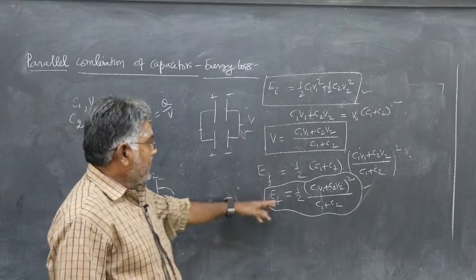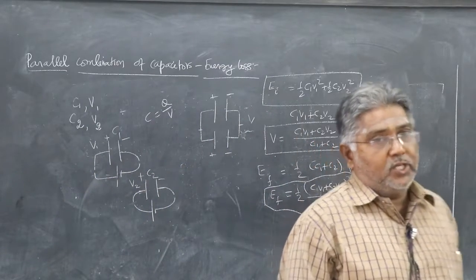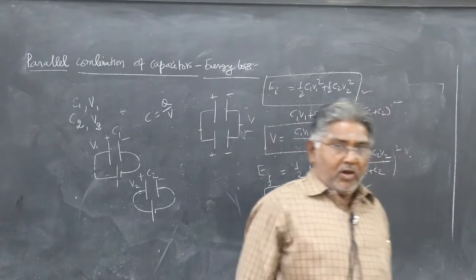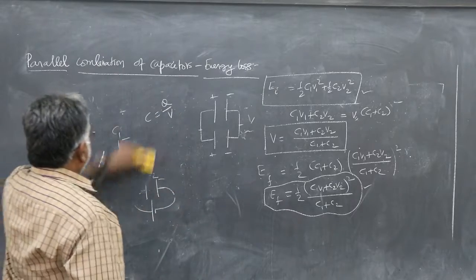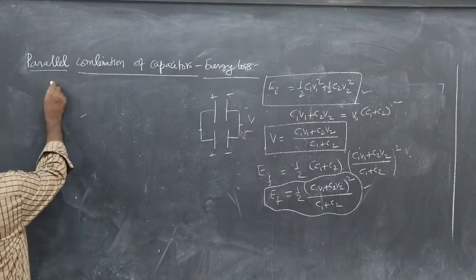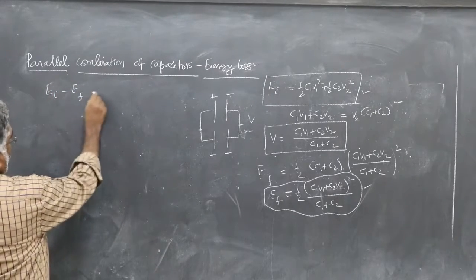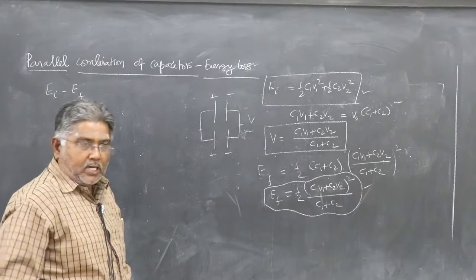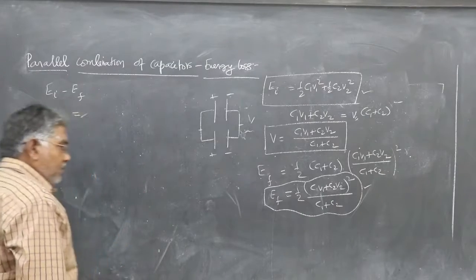Now we have to find out whether there is any loss in energy or whether there is any gain in energy or there is no change in energy. We have to find out. For that, what do we do? We evaluate initial energy minus final energy using these two expressions and see what happens to the final expression when we evaluate this.